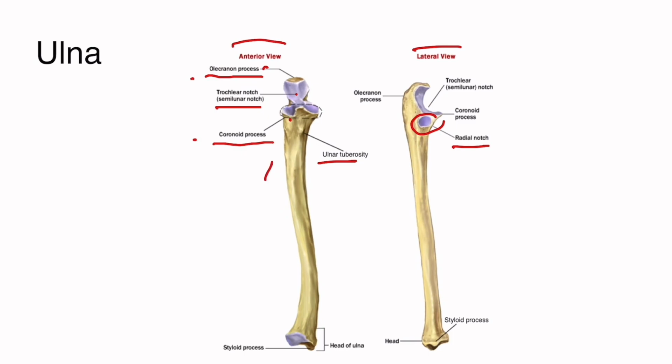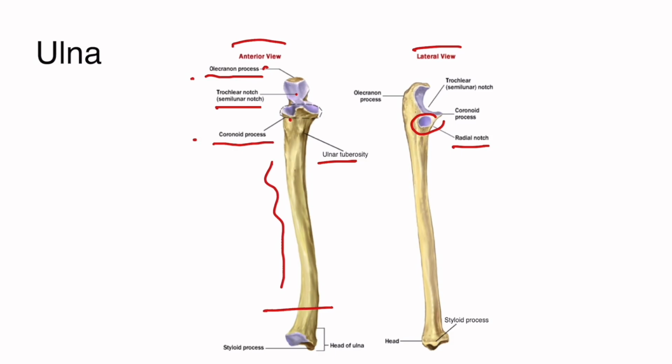Next, the shaft of ulna. We have here again the interosseous border, a sharp lateral ridge where the interosseous membrane attaches, connecting the ulna to the radius. The interosseous border is between the ulna and the radius. And the last one, distal end.